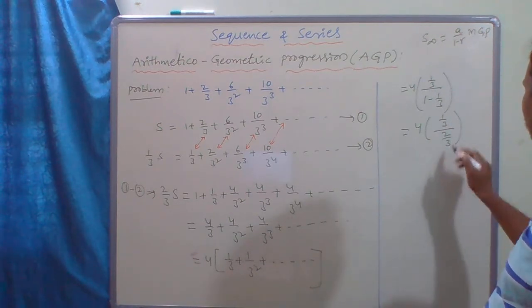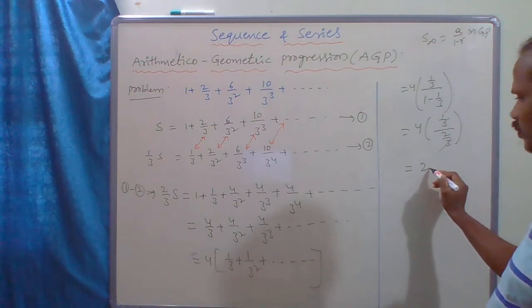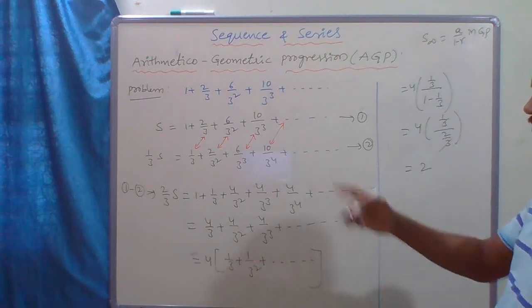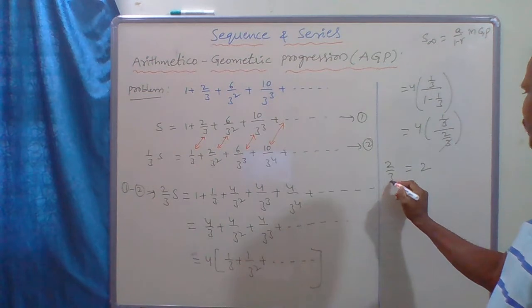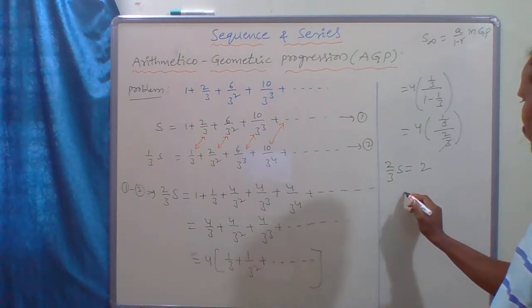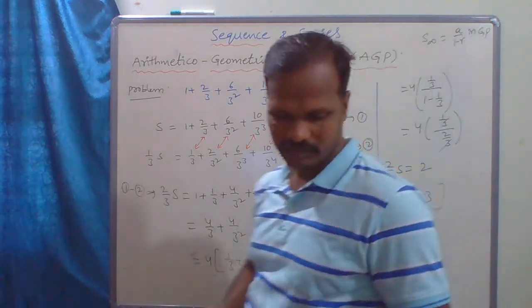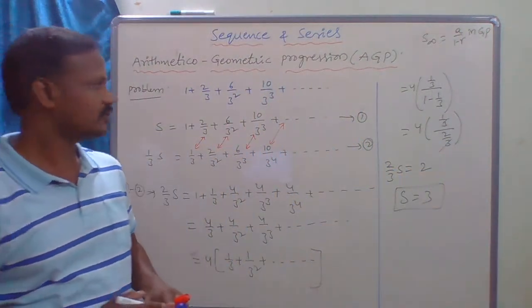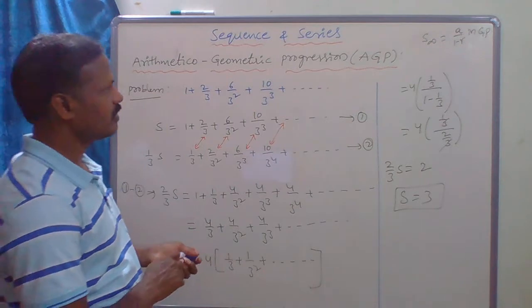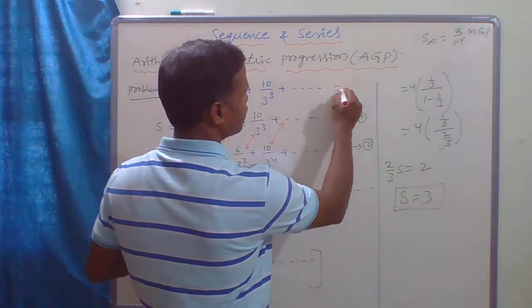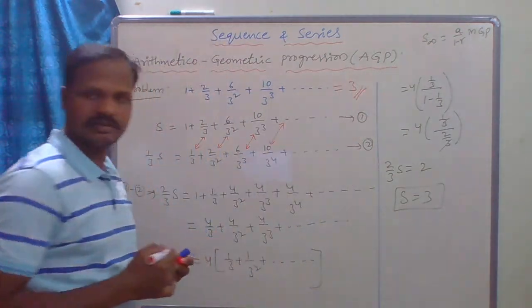Clear? Which is equal to 2. So 2 by 3 S equals 2, S equals 3. Okay, so the sum of the infinite series is 3. Clear?